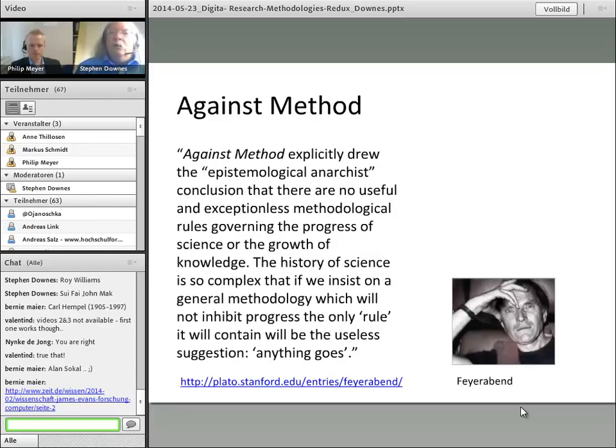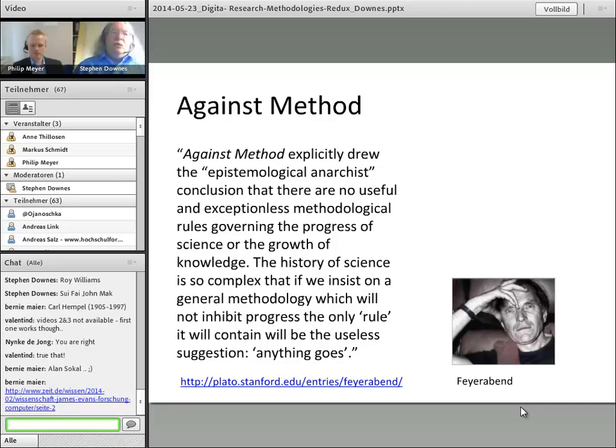So, like I say, I'm against research method. I explicitly draw from Paul Feyerabend, who's against method in general. He's what he calls an epistemological anarchist, and he reaches the conclusion that there are no useful and exceptionless methodological rules governing the progress of science or the growth of knowledge. It's a complex phenomenon. It would be like trying to come up with rules for surfing on very large waves. There are no rules for surfing on very large waves.